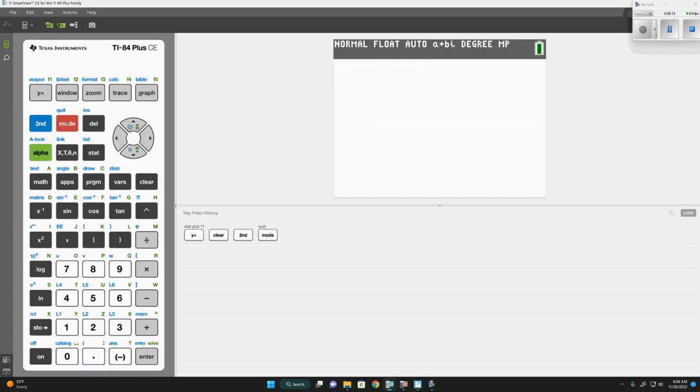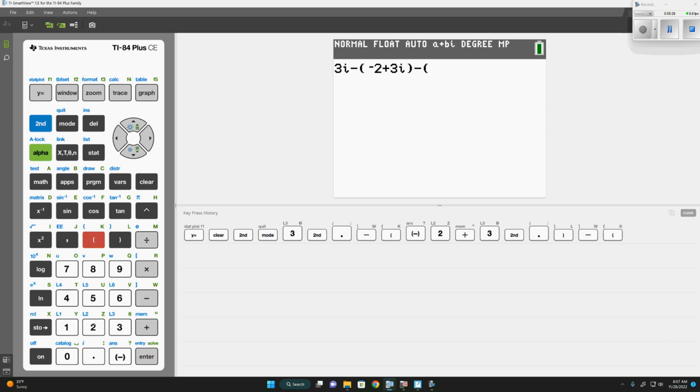So in the graphing calculator, we could type it in exactly as we see it. So 3i minus parentheses negative 2 plus 3i, close parentheses, minus 2 plus 5i. And we just worked this one out and found out that it's negative 5i. Calculator will do it for us.